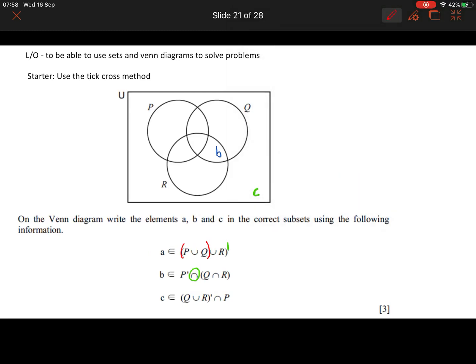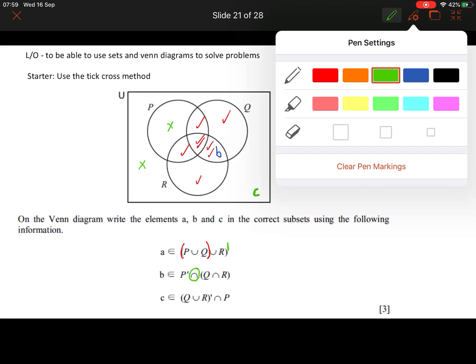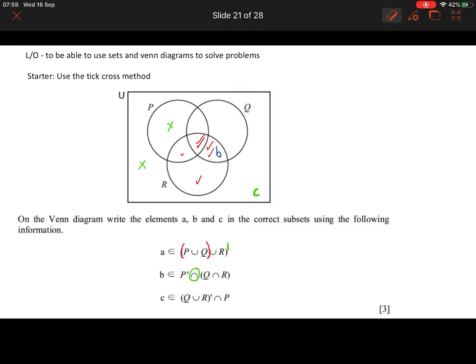Right. What about C? Let's do the tick cross method for Q or R. So Q or R. And actually what we're saying is not that. So the crosses go anywhere that has not got one tick in it. So that's here and here. Now let's just delete those ticks.